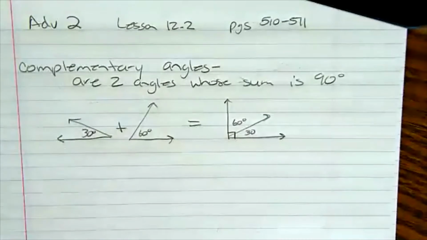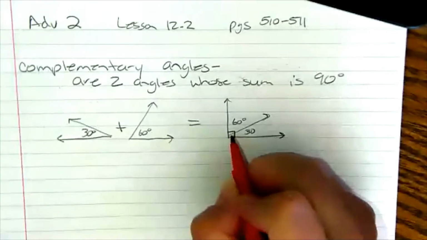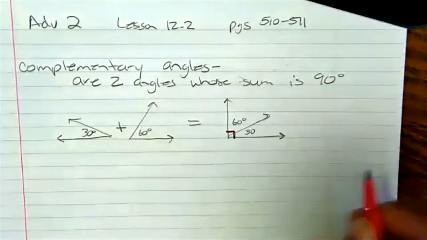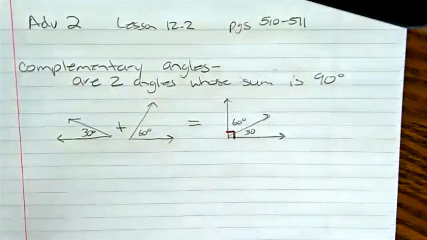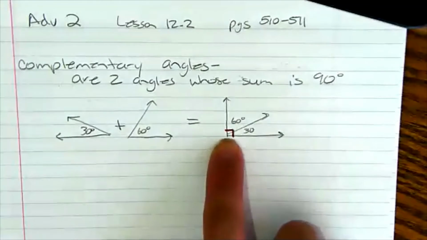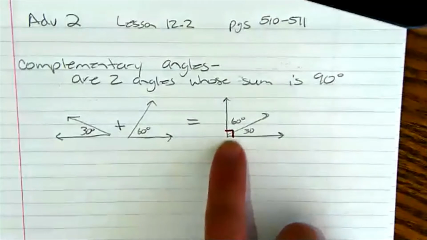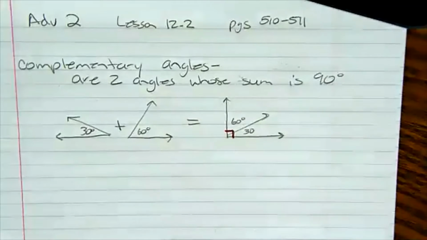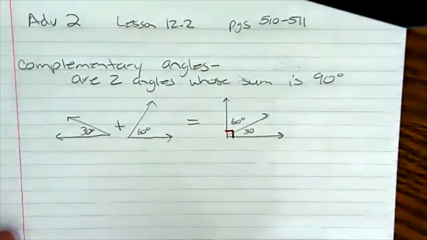And how do we know a 90-degree angle? It's equal to 90 degrees, but it's usually marked with a box like that. It lets you know that it's a 90-degree angle, like the corner of a piece of paper. So that's complementary angles.